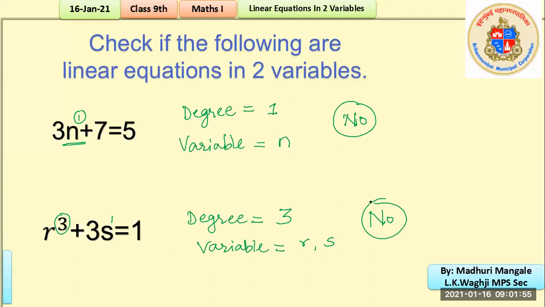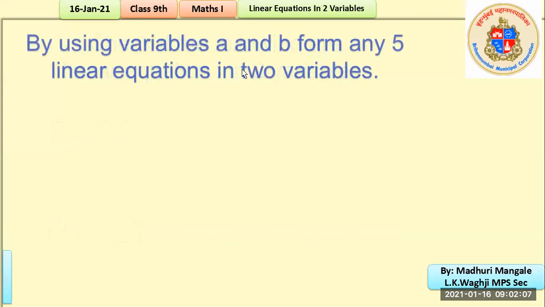Okay, I hope you have seen a lot of examples and you are very clear with how to identify if it is a linear equation in two variables or not. Now let us look at a different type of question. By using variables a and b, we are asked to form any 5 linear equations in two variables. A very simple question. We have to use the variables a and b and form linear equations.